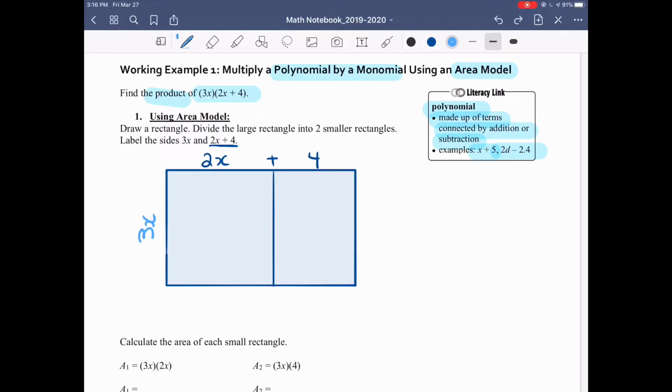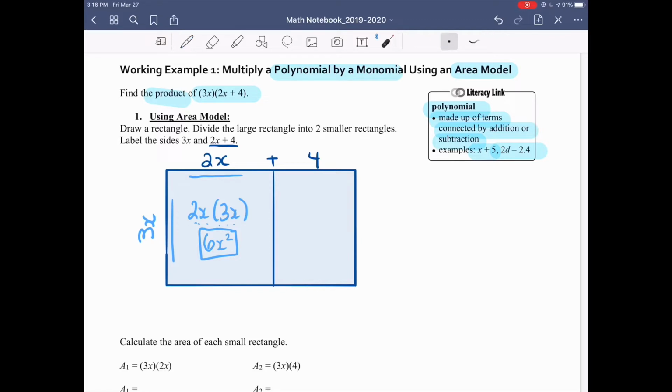For the first one, we have a rectangle with the dimensions 2x by 3x. To find this area, we just do 2x times 3x. As you learned yesterday with Miss Lynn, to multiply two monomials, first multiply the coefficients, so 2 times 3 is 6. Then multiply the variables: x times x is x squared. So this rectangle's area is 6x squared.